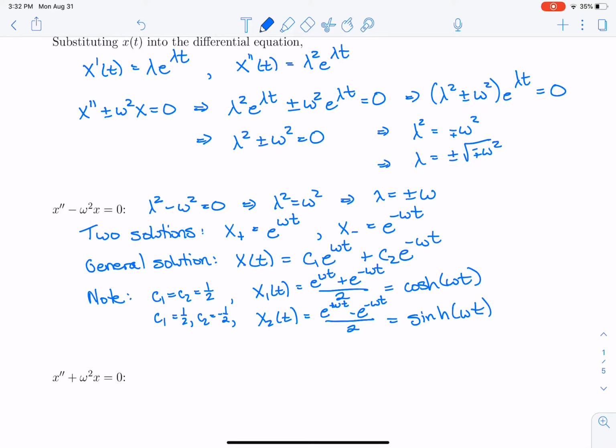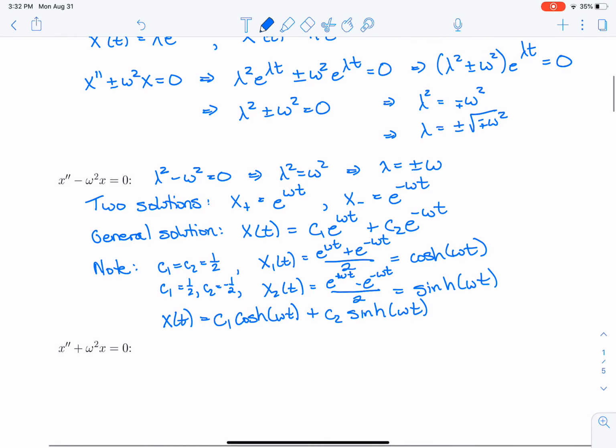So you can actually show by taking two derivatives that both the hyperbolic cosine function and the hyperbolic sine function are solutions to this equation. And so the general solution could be written as x of t equals c1 cosh of omega t plus c2 sinh of omega t. So there are two ways that we could write this solution. One is in terms of exponentials. The other is in terms of hyperbolic cosines and sines. Okay, that's case one.